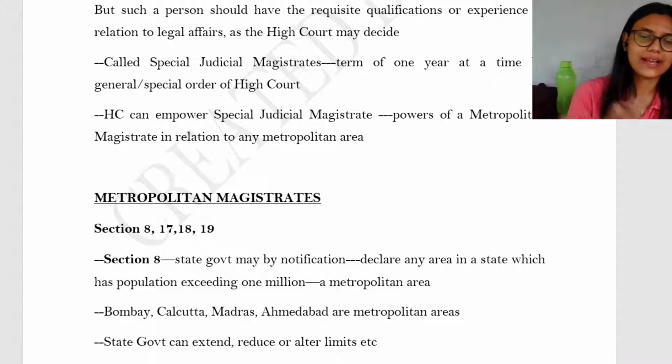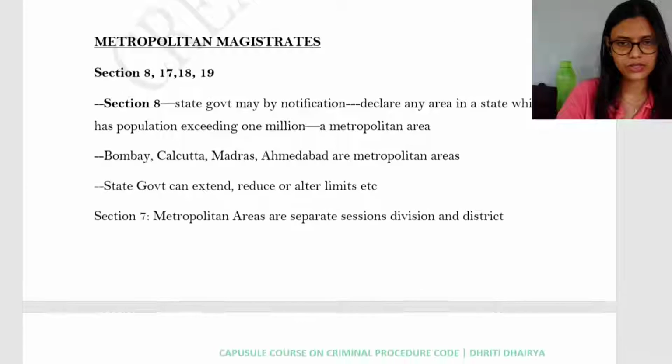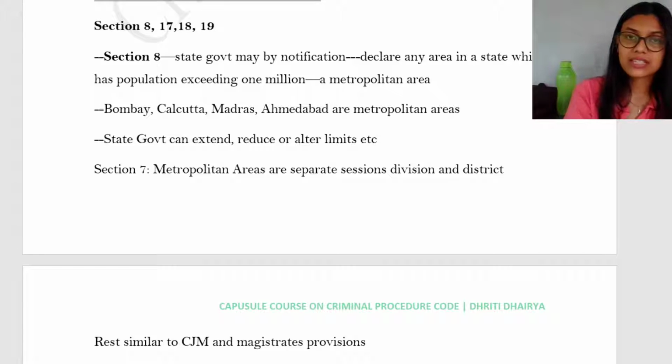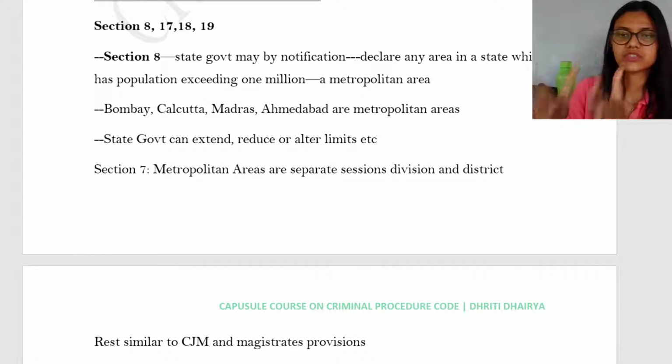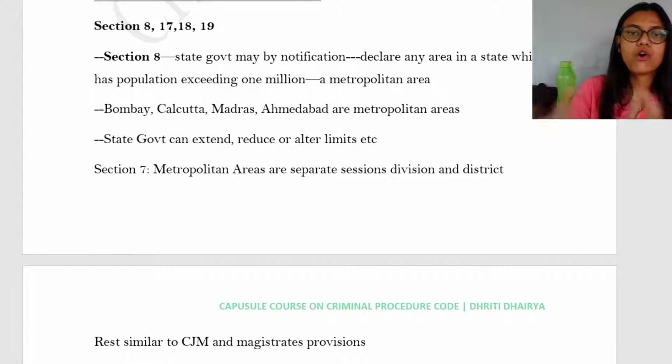State government obviously has a power to extend, reduce or alter the limits, etc. And section 7 is also saying that metropolitan areas are separate sessions divisions and district. They do not fall under a sessions division. They are a separate sessions division and a district on their own.